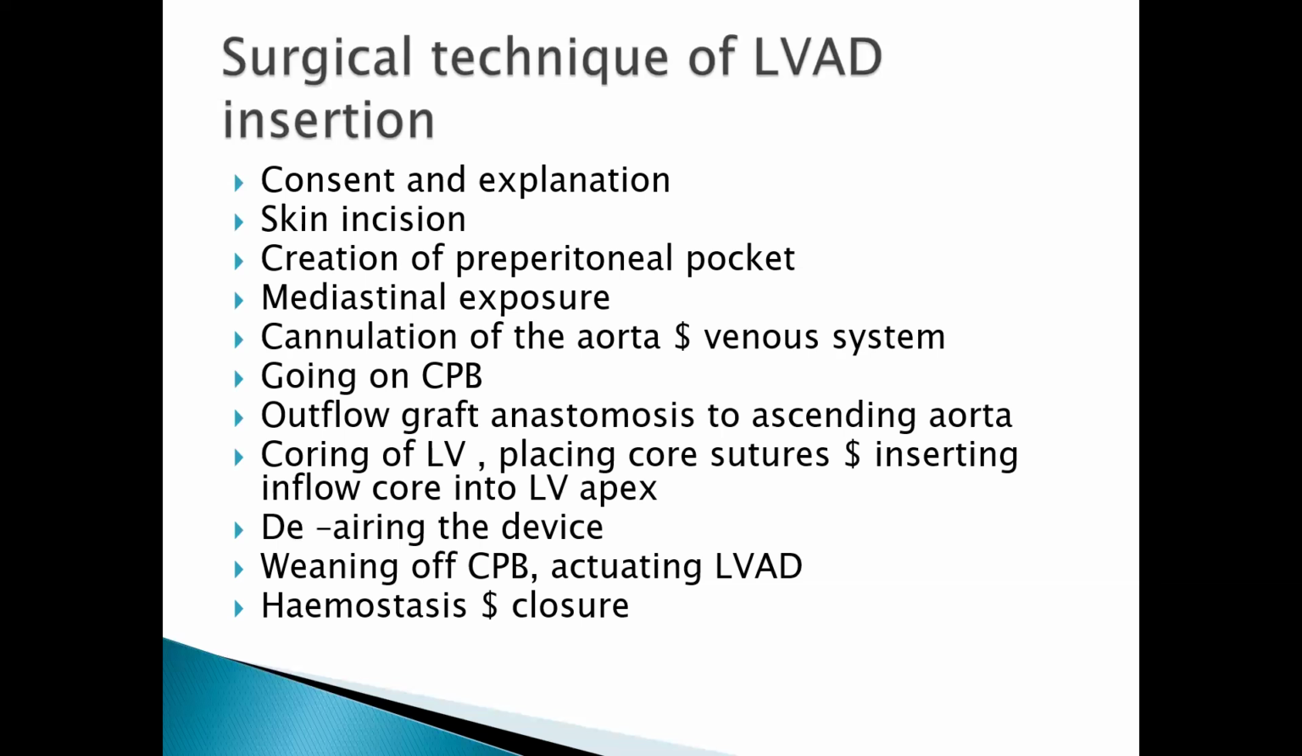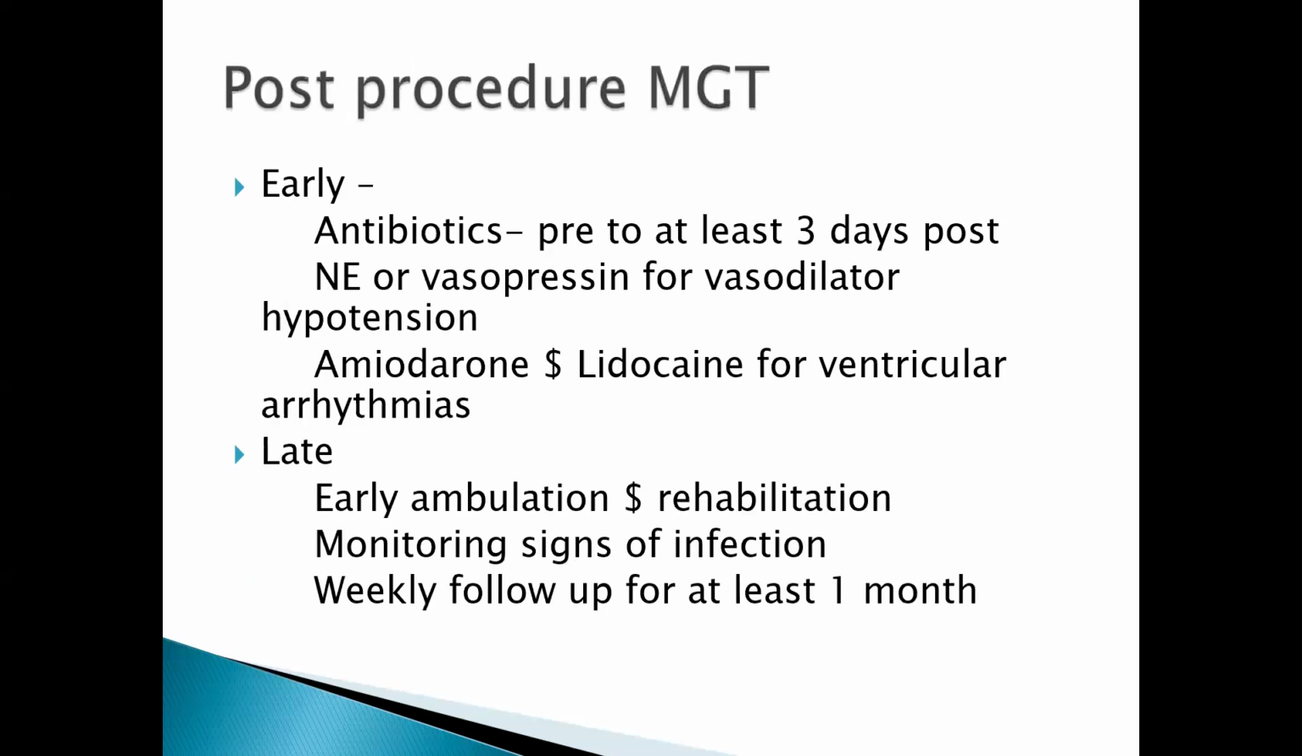Then, first of all, you need to create a cardiopulmonary bypass. This is a surgical technique; I'm just trying to read out the steps involved. When you create a cardiopulmonary bypass, then there will be an outflow graft anastomosis to the ascending aorta. Then place the sutures. Then you need to prepare the device. After de-airing the device, you will now wean the patient off the cardiopulmonary bypass and actuate this left ventricular assist device, and now secure hemostasis and close up the space. Please, next slide.